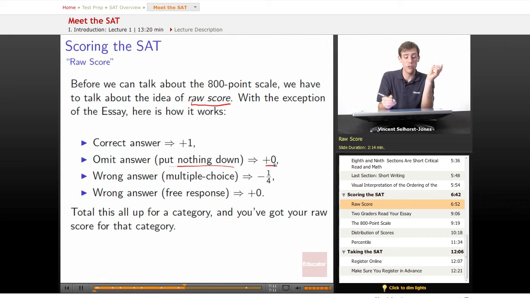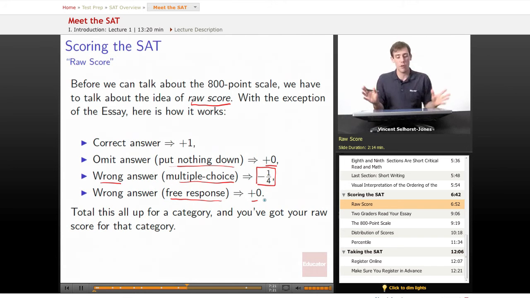That seems perfectly reasonable. If you get a wrong answer on a multiple choice, a wrong multiple choice gets you -1/4, but a wrong answer on a free response gets you nothing, has no effect. So a wrong answer on a free response doesn't hurt, but a wrong answer on a multiple choice, and multiple choice questions make up the vast majority of the SAT, loses you 1/4 point.